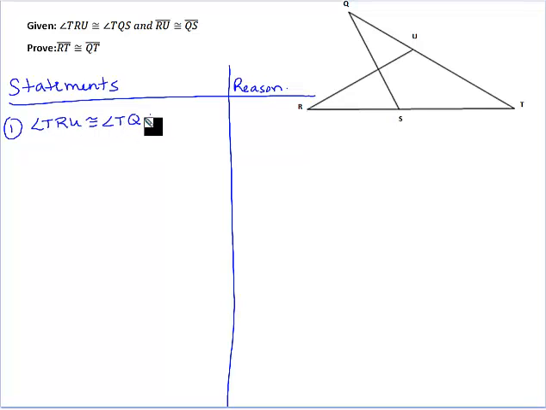So angle TRU is congruent to angle TQS, and RU is congruent to QS, given. Okay, so now let's write that down on our diagram. So TRU, this angle, is congruent to TQS, that angle. RU, which is right here, is congruent to QS.